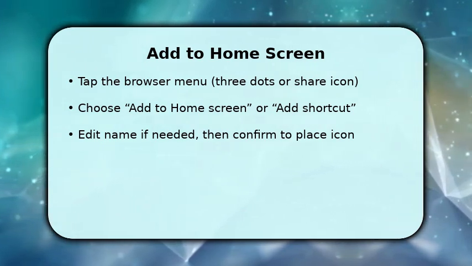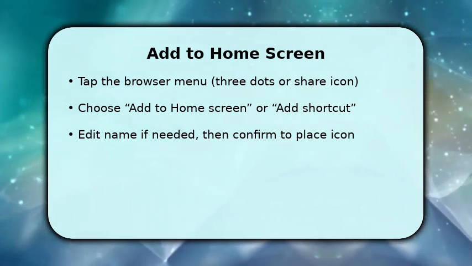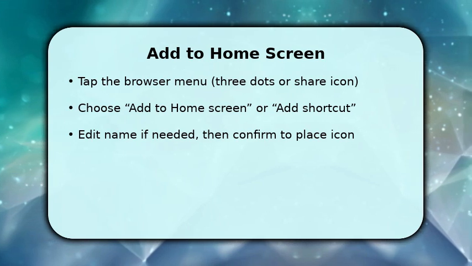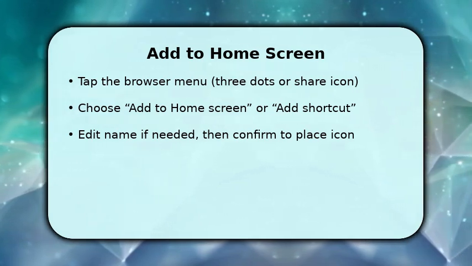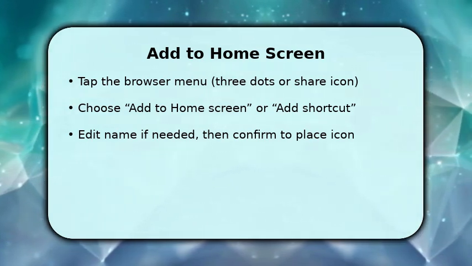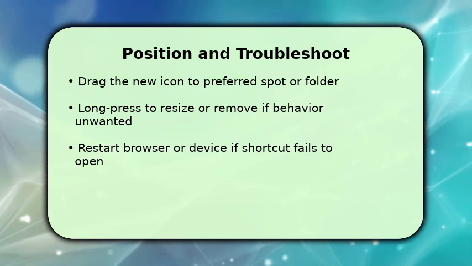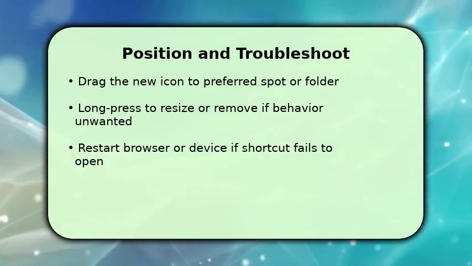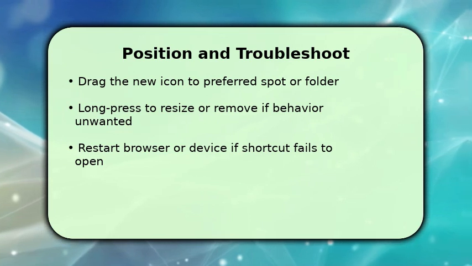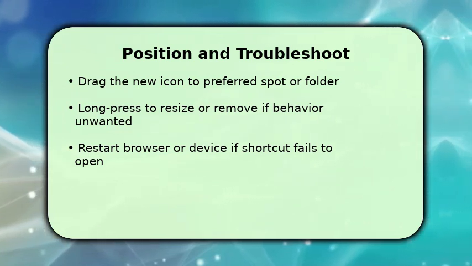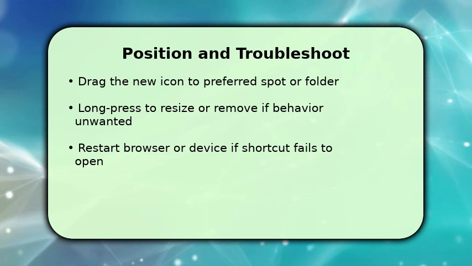Some launchers let you drag it to a folder or position. If prompted, allow necessary permissions so the icon can appear where you want it. After the icon appears, long press and drag it to the exact home screen spot or into a folder for tidy access. If your launcher supports it, you can resize the icon or add a label. If not, long press and choose Edit to rename.